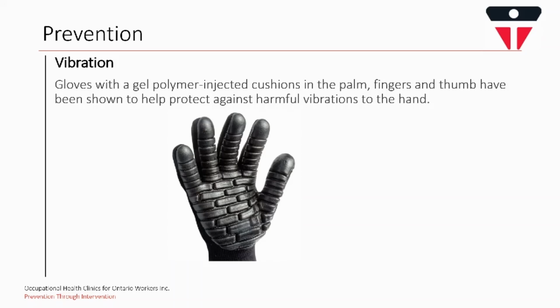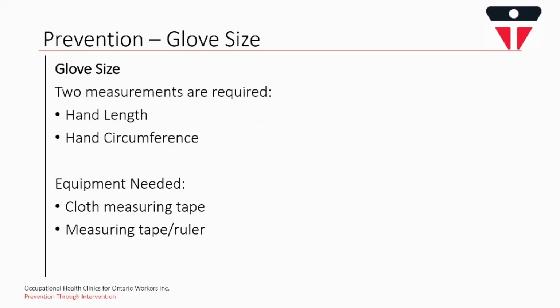Now, when selecting a glove, it's important to know the glove size. And to properly select it, you need 2 measurements, your hand length and your hand circumference. To measure them, you'll need a cloth measuring tape and also a standard measuring tape or ruler.